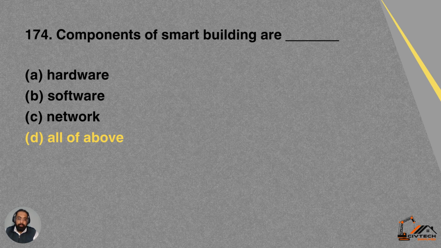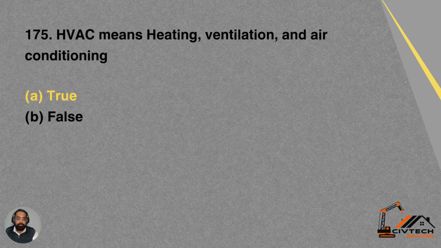174. Components of smart building are option A, hardware. Option B, software. Option C, network. Option D, all of the above. The components of a smart building include hardware, software, as well as networking. So D is the correct answer, which is all of the above. So all these are considered to make a building smart: hardware, software, and network.